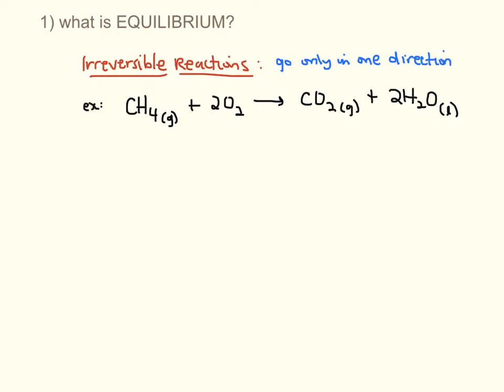So for example, when you burn methane in the presence of oxygen, that reaction is finite. It goes only in one direction, produces carbon dioxide and water, and then it will stop. And you don't find a reverse reaction, meaning that carbon dioxide and water don't spontaneously combine and reform oxygen and methane. So you can't unburn something. That kind of reaction goes only in one direction. Your reactants become your products, and then the reaction stops. This is called an irreversible reaction.